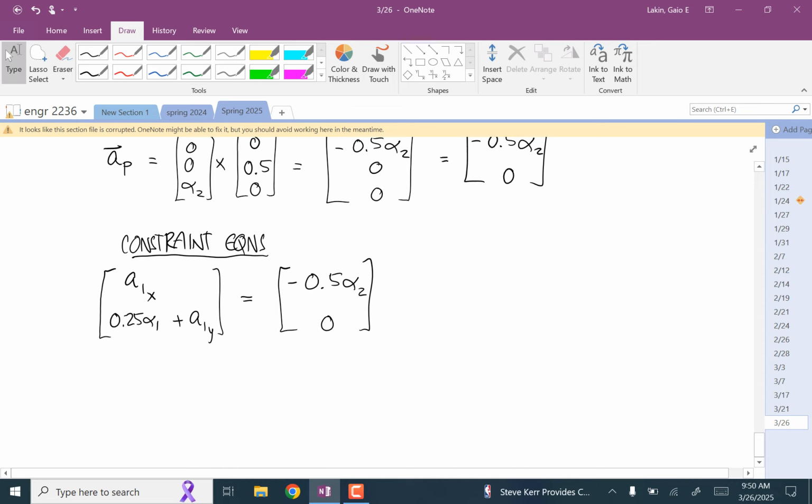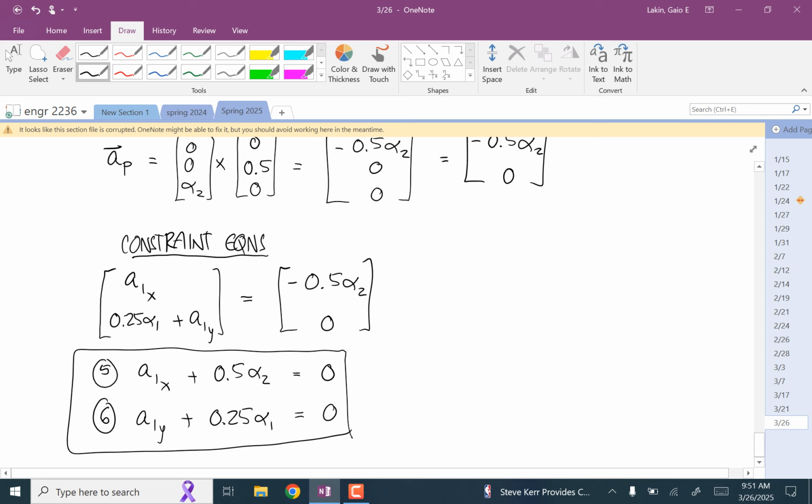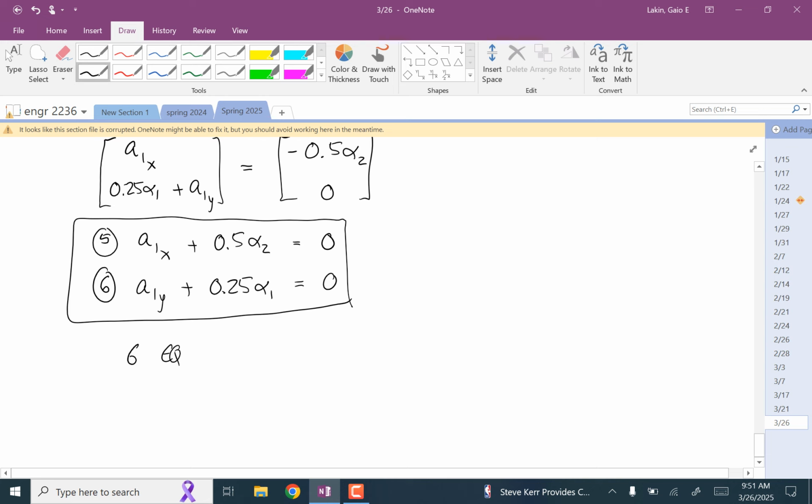We had 6 variables. Now this gives us our 5th and 6th equations. Our equation 5 says A1x plus 0.5 alpha 2 is equal to 0. And our equation 6 says A1y plus 0.25 alpha 1 is equal to 0. And now we have 6 equations for 6 variables. And we can solve that by reduced row echelon form.